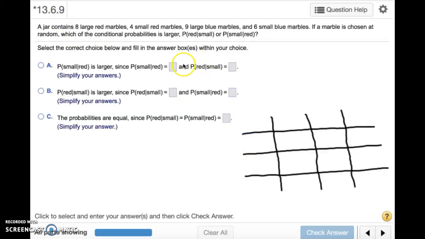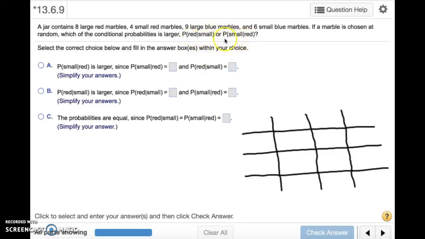All right, this question says, a jar contains 8 large red marbles, 4 small red marbles, 9 large blue marbles, and 6 small blue marbles. If a marble is chosen at random, which of the conditional probabilities is larger? Probability of picking a red one, given that it's small, or the probability of picking a small marble, given that it is red. Now, this is not a test for independence.